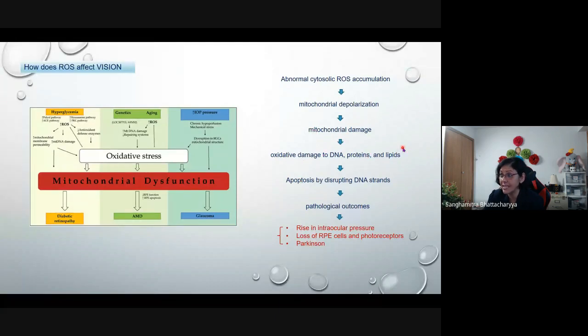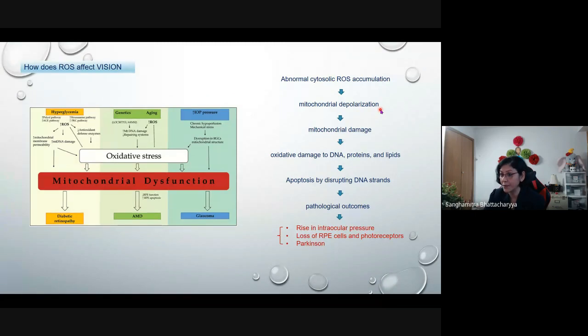So in a nutshell, we can say that with abnormal cytosolic ROS accumulation, there is mitochondrial damage because there is mitochondrial depolarization. Now, what is mitochondrial depolarization? If you remember when I was explaining the functions of the different components of the mitochondria, we said that in the inner membrane reside the four complexes of the cellular respiratory unit. And these complexes maintain a proton gradient across the membrane. So that's what is called a polarized mitochondria.